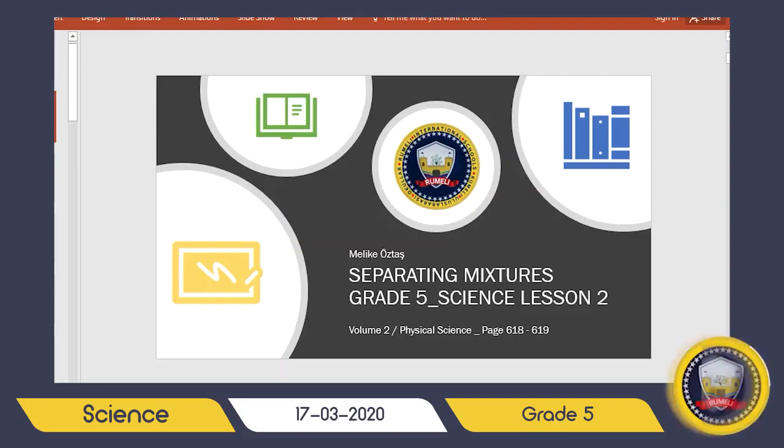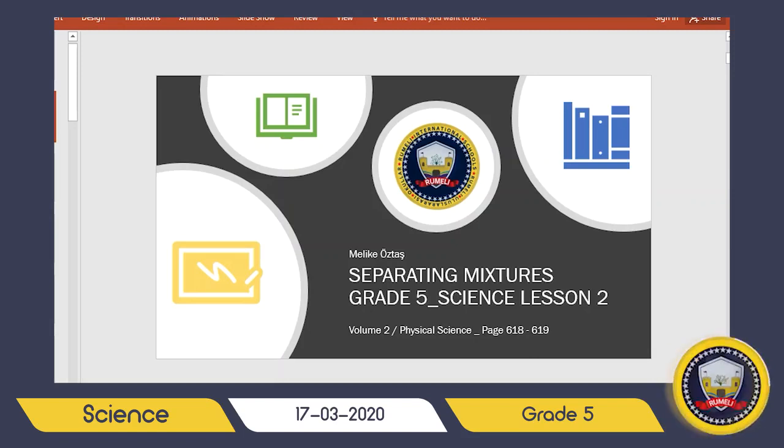Hello, my dear students. Today we are going to continue our lessons by learning how to separate mixtures. We learned what a mixture is, what a solution is, how they are related, and how we can make a mixture or solution until now. So now we will learn how to separate the mixtures into their ingredients again.